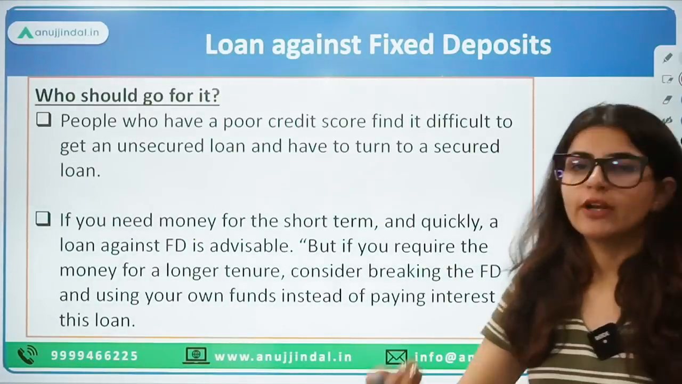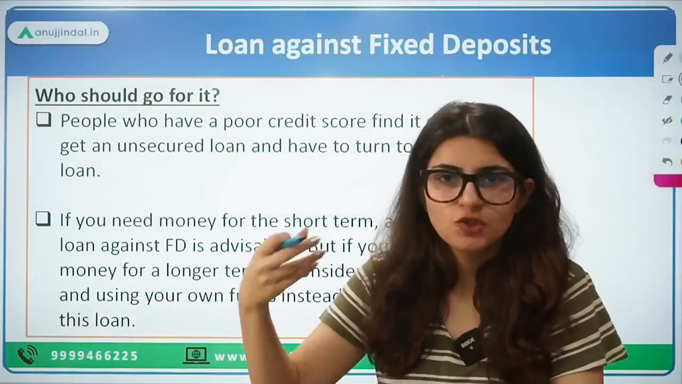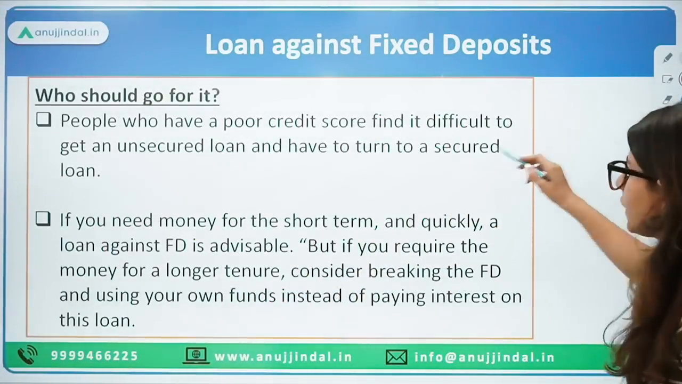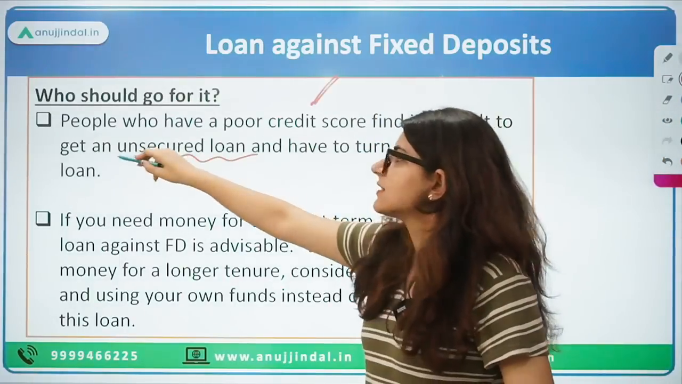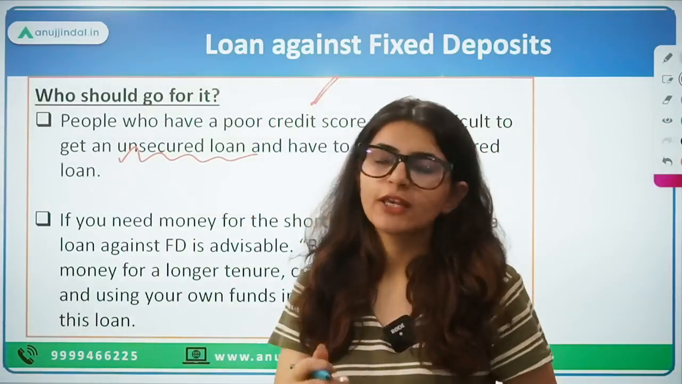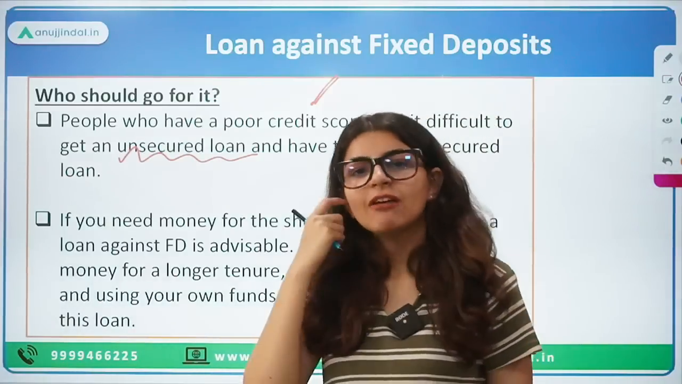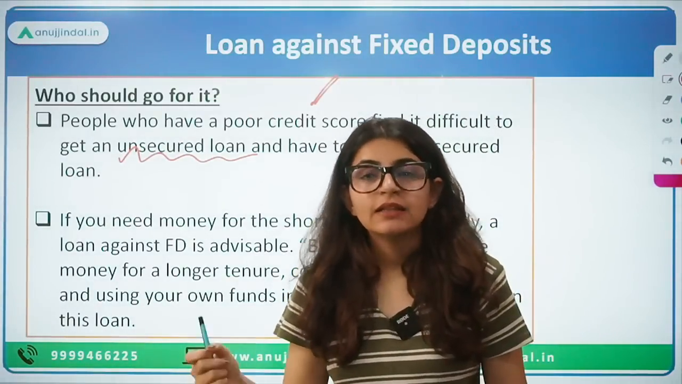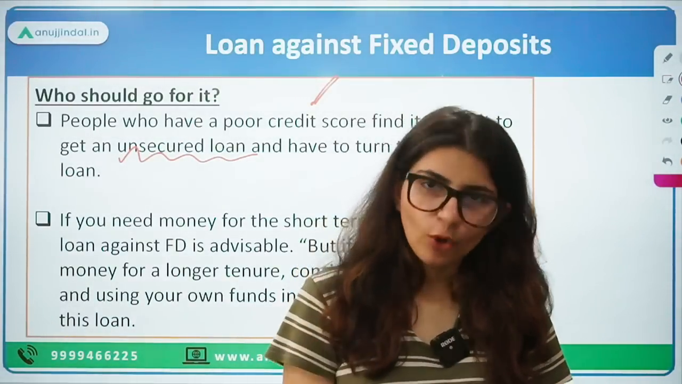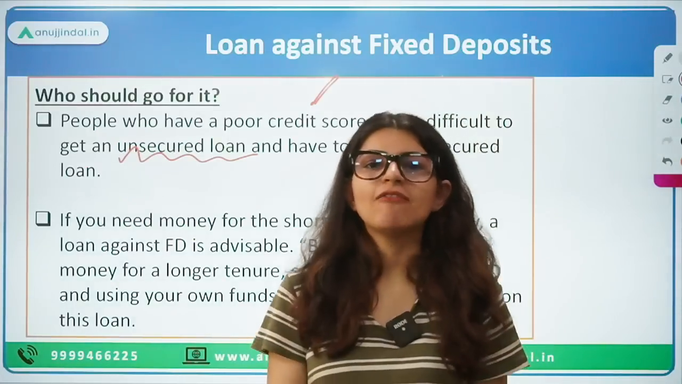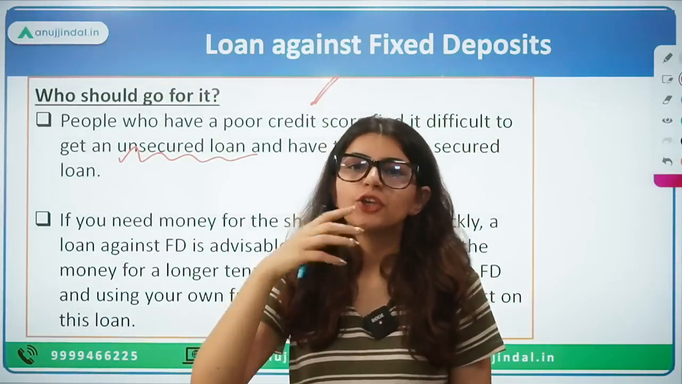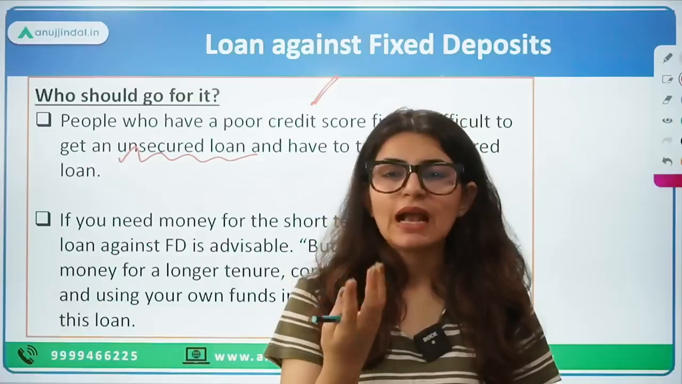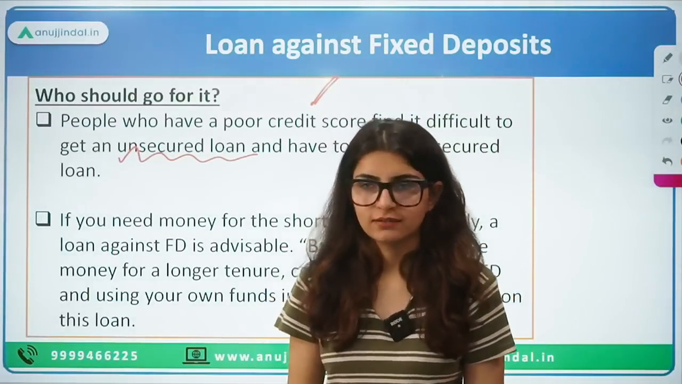Now, who should go for it? Somebody who has a poor credit score or somebody who finds it difficult to get an unsecured loan. Banks bahut baar aapko unsecured loan nahi deta hai. They want you to give them a collateral, a security or a mortgage, right? In case you do not have a security to mortgage, you can utilize this FD amount. Agar aapke paas bank mein FD hai, aap uske against loan le sakte hain.